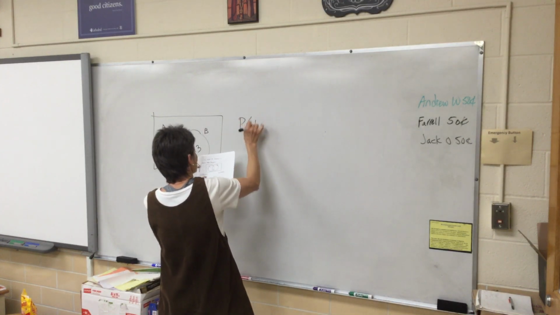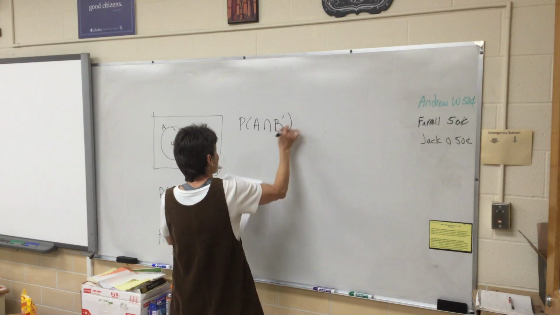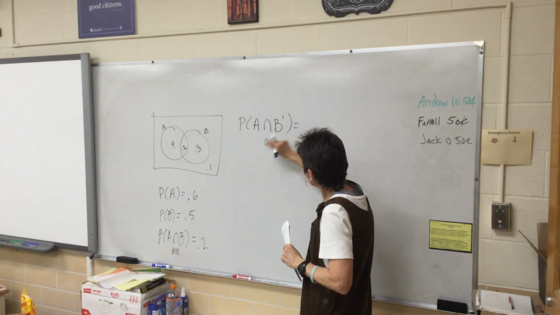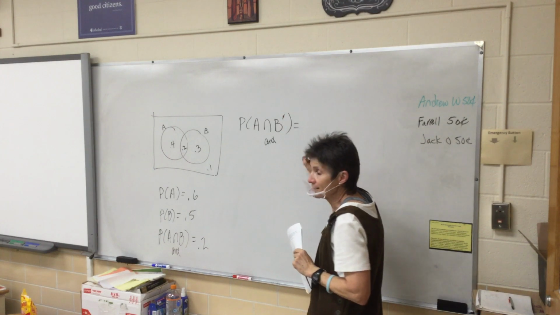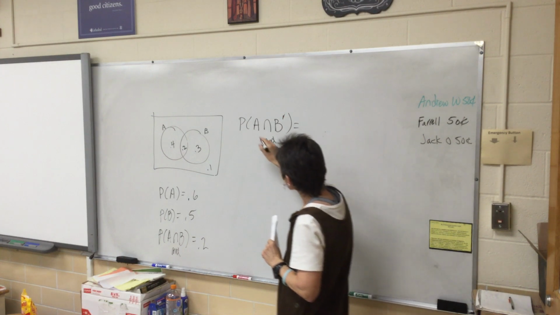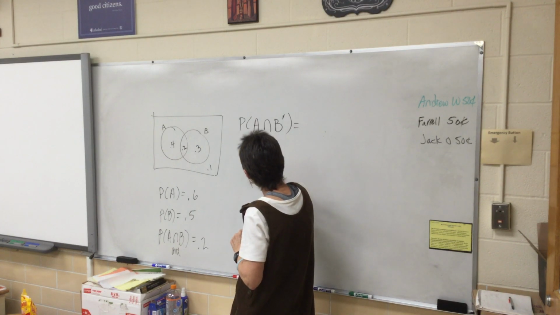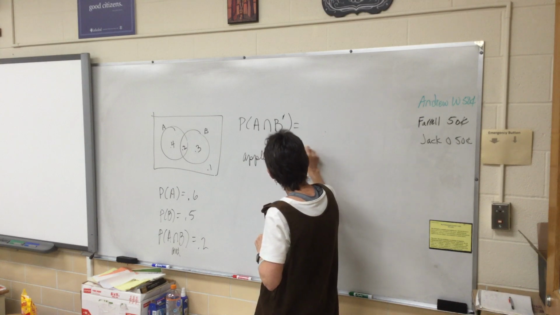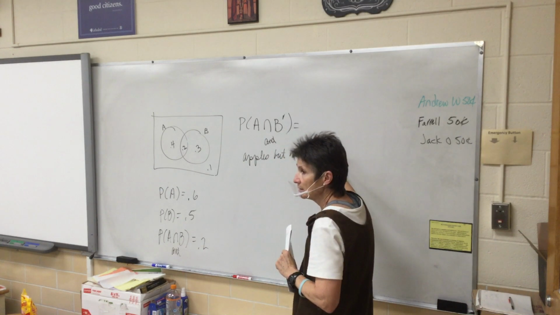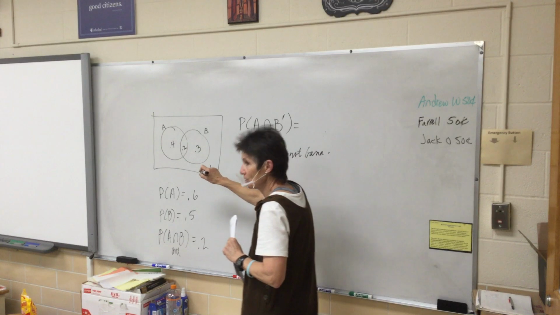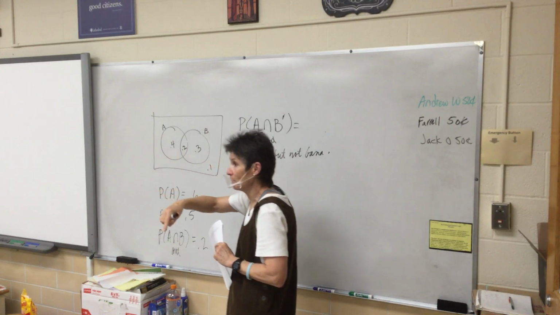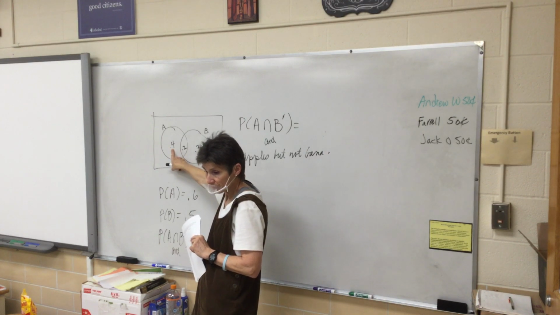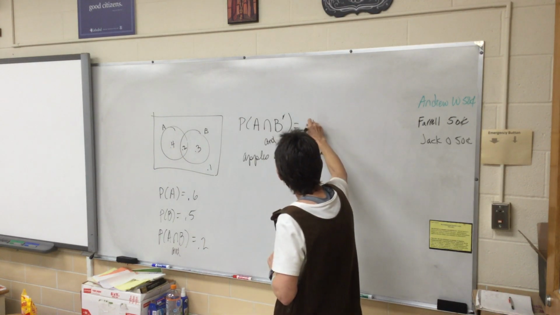Here are the questions. Now, remember, this means and. This little guy means not. So this means, what's the probability you like apples, but not bananas? So look at your picture. The people who like apples but don't like bananas are right here, aren't they? So that's 0.4.